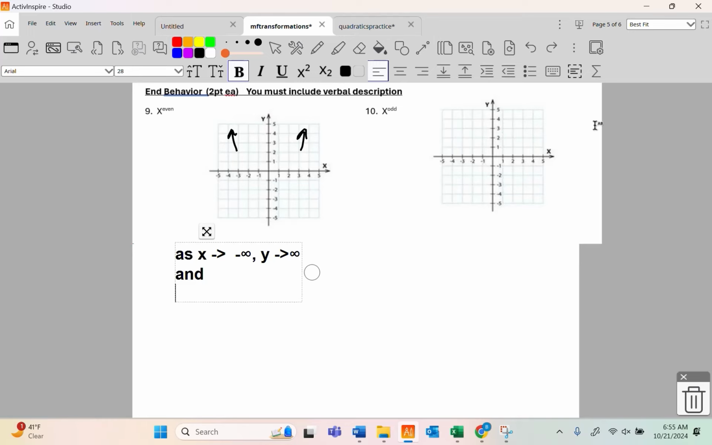And, and a lot of you leave this off, you don't have to write the word and, as x approaches positive infinity, y is also approaching positive infinity.